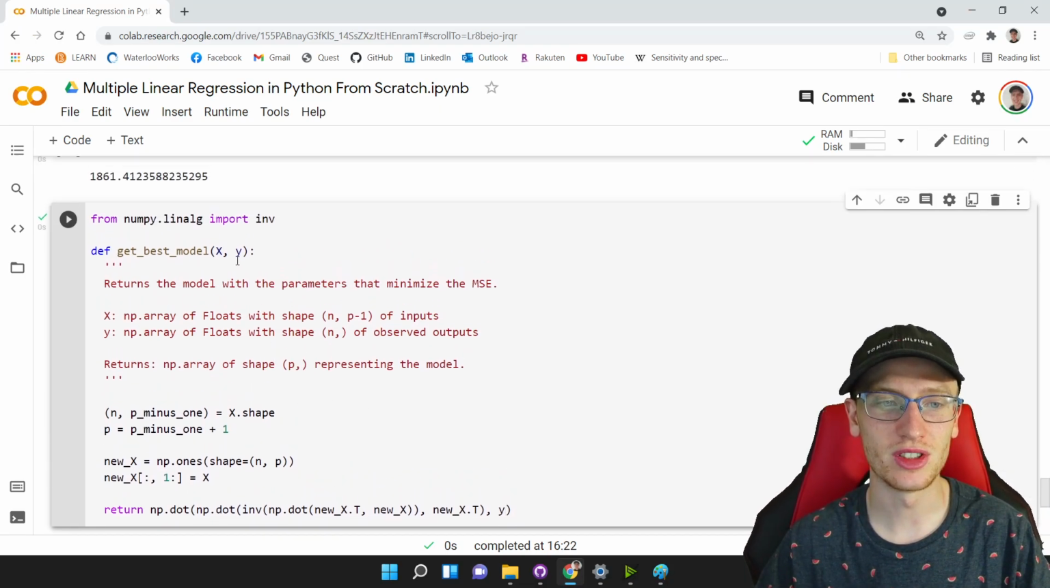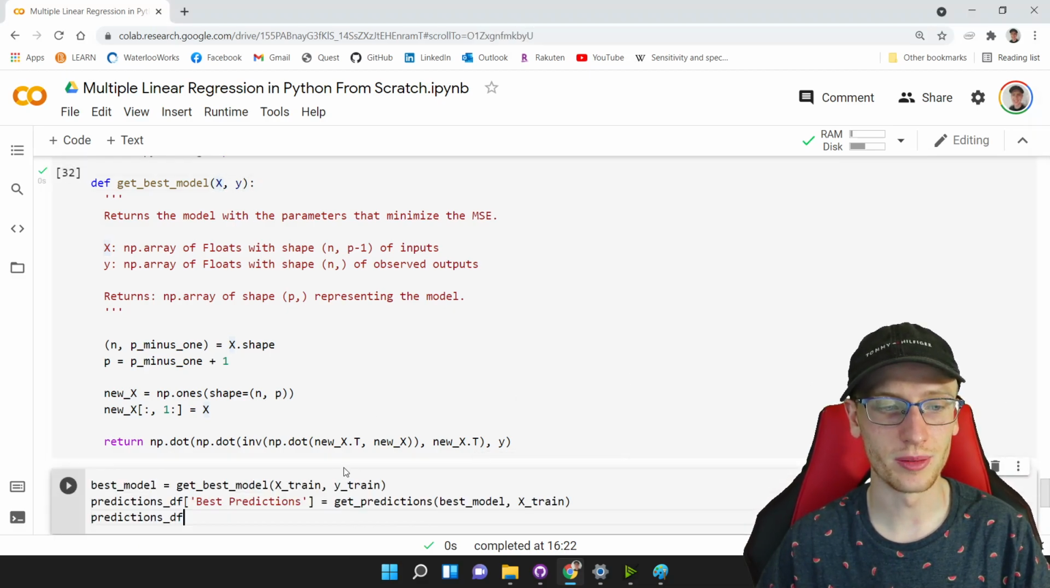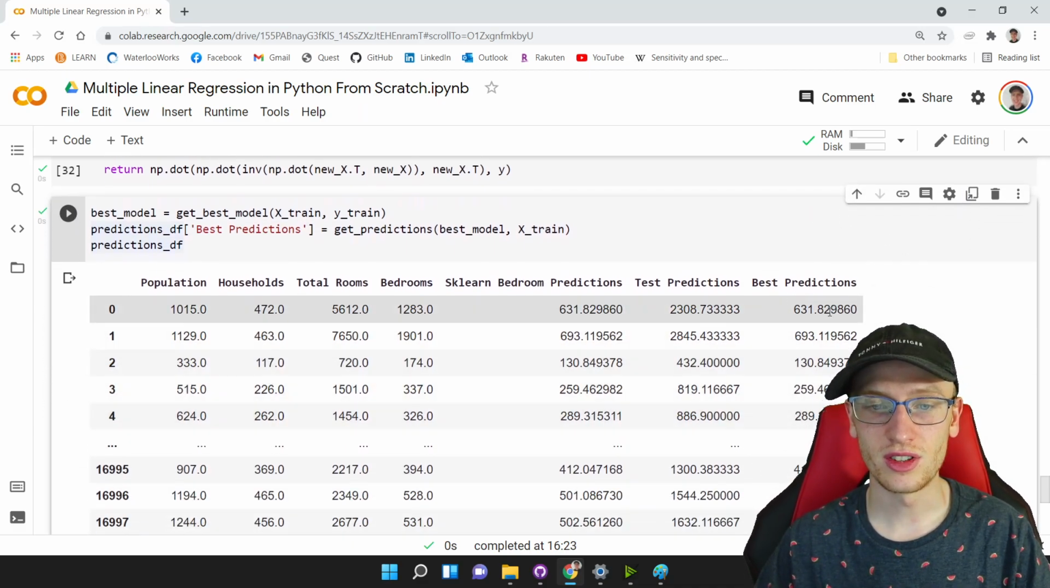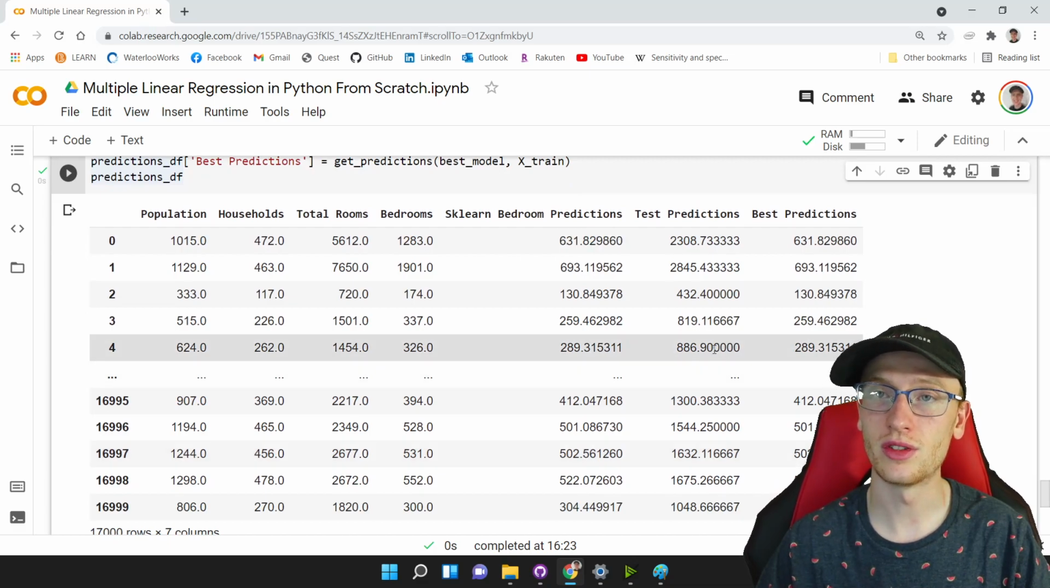What I just made for you is a function that basically emulates fit itself, the model fit function, like in Scikit-Learn. What we can do is test this thing with best model, which is the get best model, feeding it the x train and the y train, the observed inputs and outputs. We'll add predictions df, the best predictions, to be the predictions with the best model on the training input. And then we do predictions df, and we can see that our model does exactly the same thing as Scikit-Learn's model. It gives the exact same outputs, so it's obviously okay.